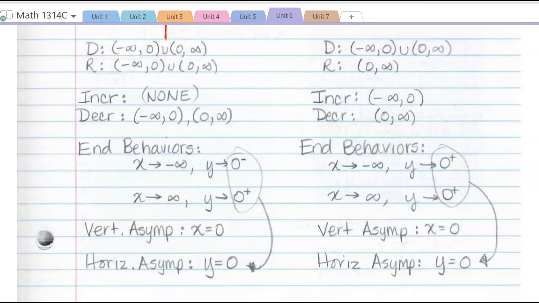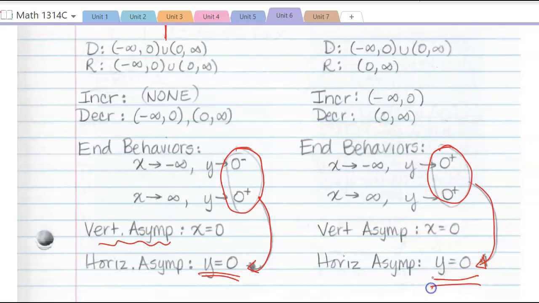We're going to talk a little bit more about vertical asymptotes in a minute, but I want to let you know the relationship between the end behaviors and the horizontal asymptote. They actually tell you the horizontal asymptote. If you know the end behaviors, then you can tell me the horizontal asymptotes, or vice versa. If you know the horizontal asymptote, then you can tell me the end behaviors.